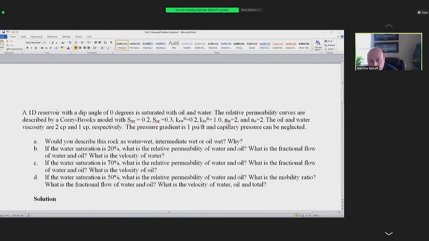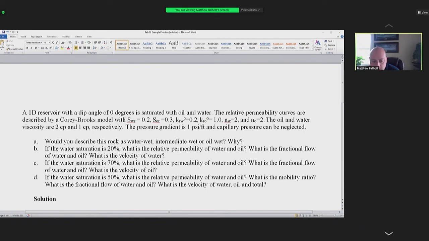Relative permeability curves are described by this Corey Brooks model with those residual saturations, endpoint ratios, and exponents. The water and oil viscosity are 2 centipoise and 1 centipoise respectively. The pressure gradient is 1 psi per foot, and capillary pressure can be neglected.